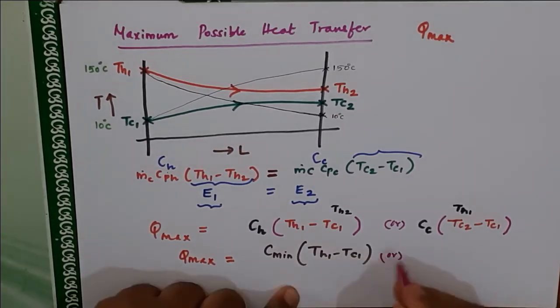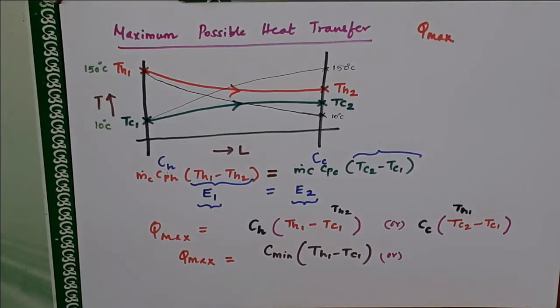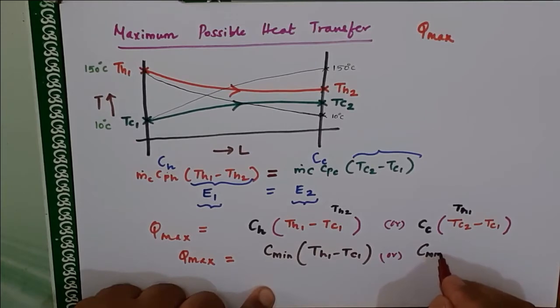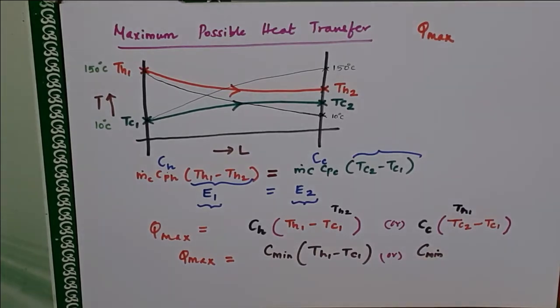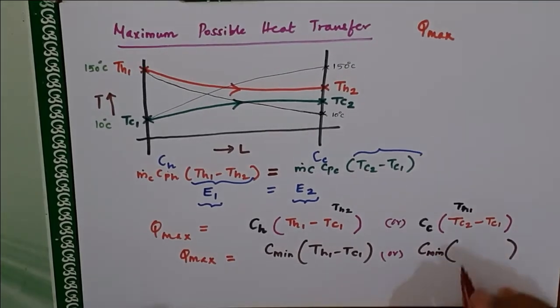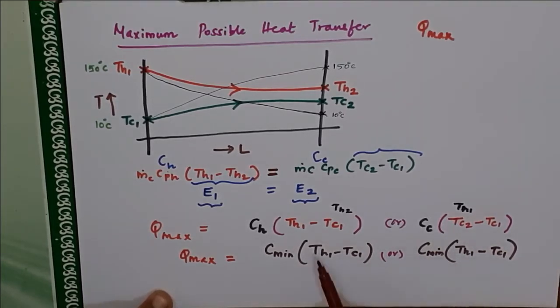Or if the cold fluid temperature rise is very high, then you can write this as C minimum, because the cold fluid is experiencing the maximum temperature change. C minimum into TC2, that is TH1, minus TC1. Because we have to keep both common. As you said, TC1 is TH2 and TC2 is TH1, based on this.